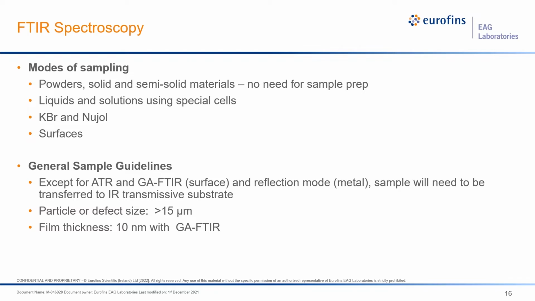So some of the limitations, we can't really do things that are smaller than 15 microns. Our spot size for FTIR, micro FTIR, is about 100 by 100 microns. We don't necessarily have to fill up the entire spot size, but if we fill up less than 10% of it, we're not going to get a very good spectrum. And the limitation in terms of film thickness is roughly 10 nanometers with the grazing angle ATR. So this allows us to look at thin films that normally would be difficult to do by ATR.